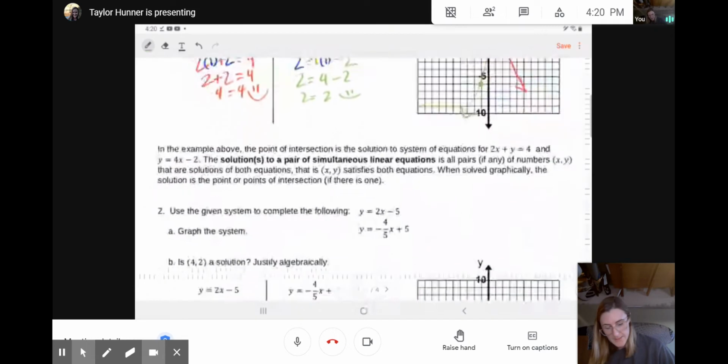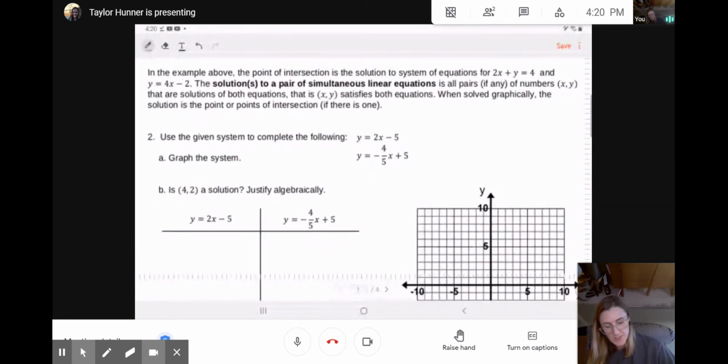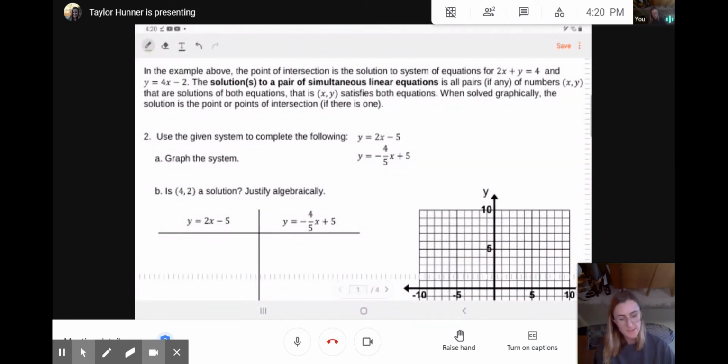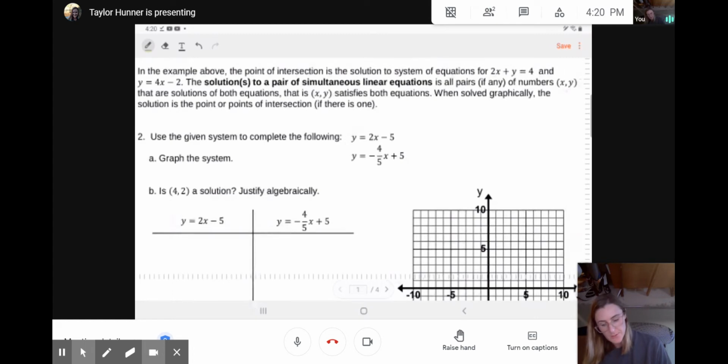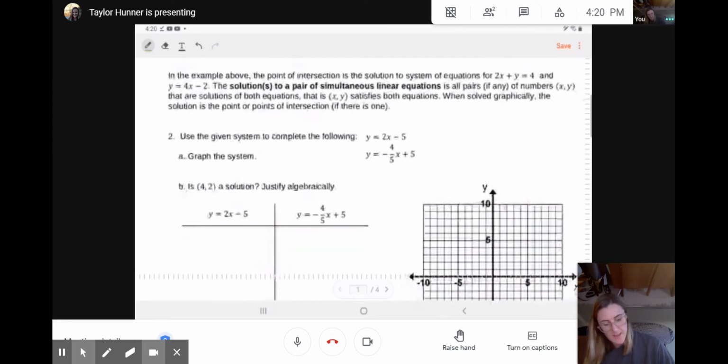Okay, in the example above, the point of intersection is a solution to a system of equations for both of these graphs. The solution to a pair of simultaneous linear equations is all pairs, if any, of numbers that satisfy both equations. When solved graphically, the solution is the point or points of intersection.